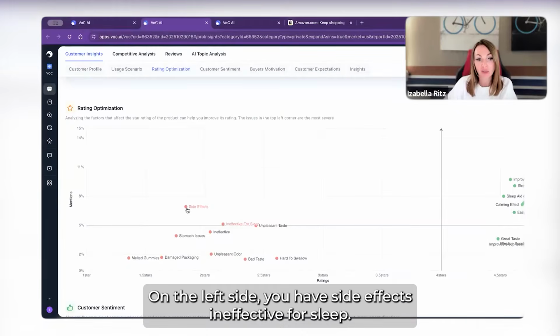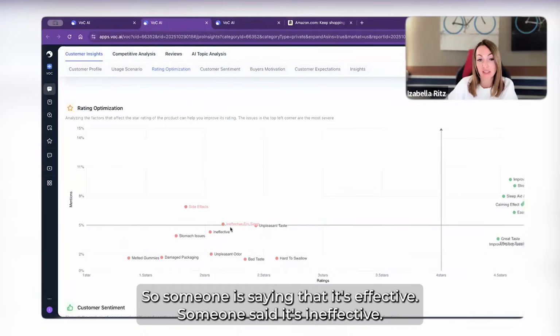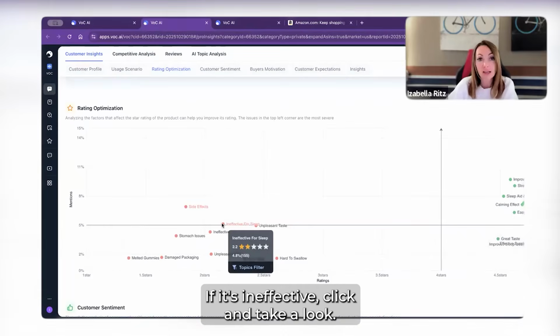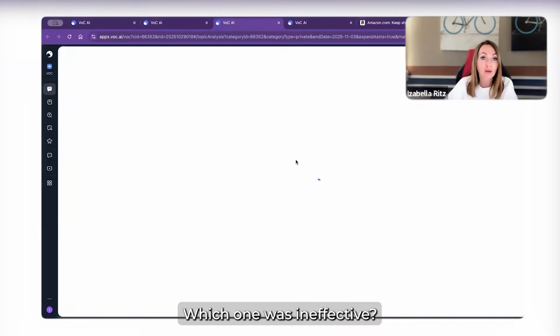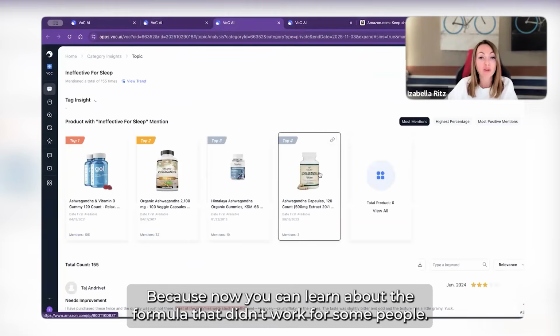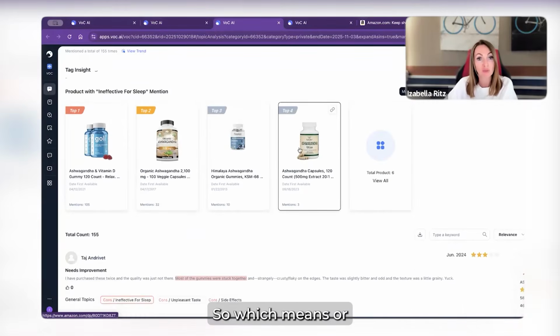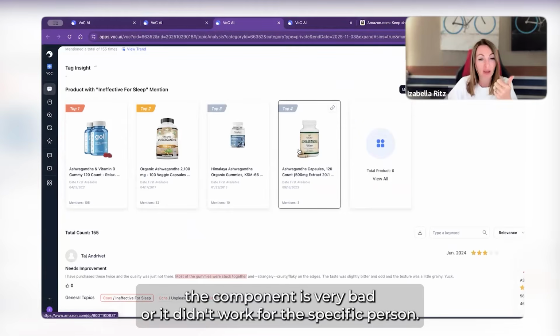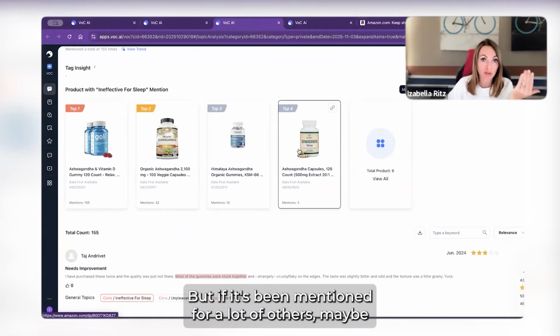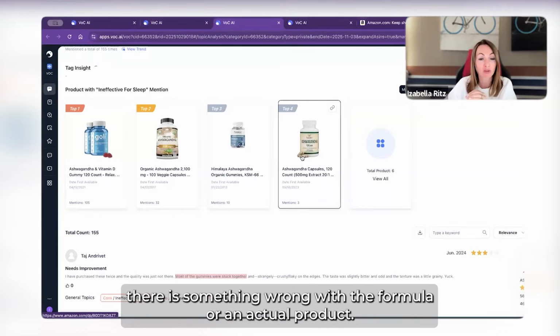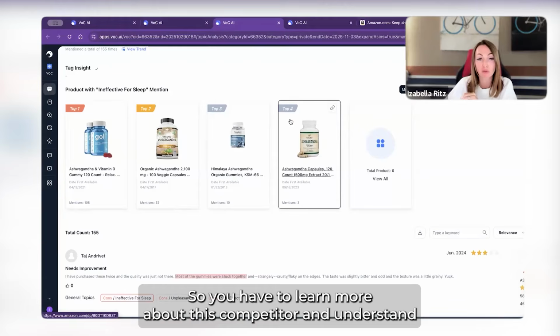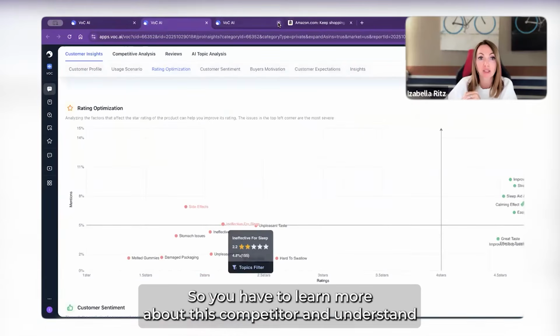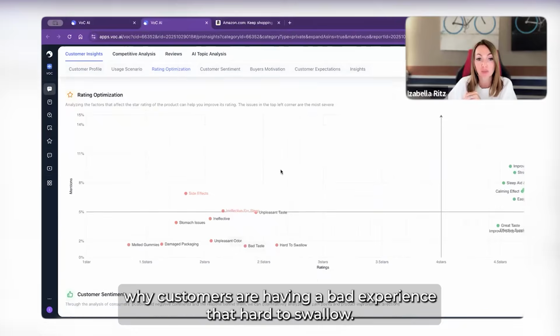On the left side, you have side effects, ineffective for sleep. So someone is saying it's effective, someone is saying it's ineffective. If it's ineffective, click and take a look which one was ineffective, because now you can learn about the formula that didn't work for some people. So which means either the component is very bad, or it didn't work for the specific person. But if it's been mentioned for a lot of others, maybe there is something wrong with the formula or an actual product. So you have to learn more about this competitor and understand why customers are having a bad experience.